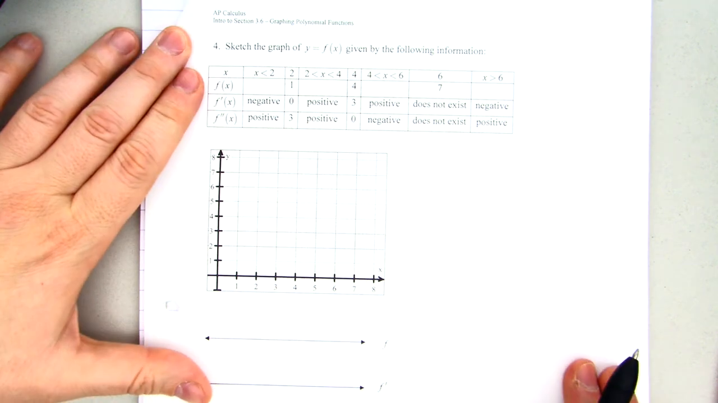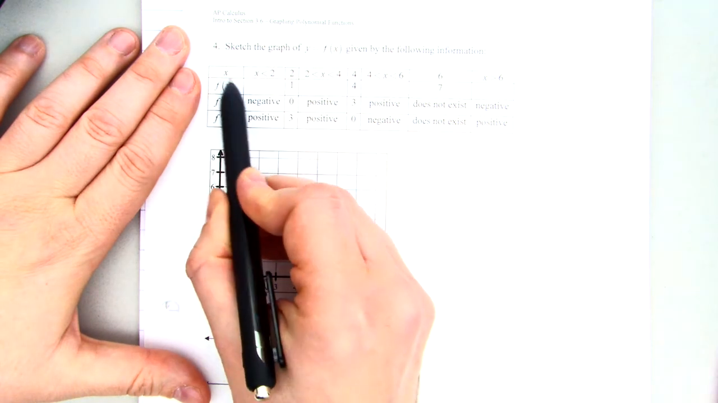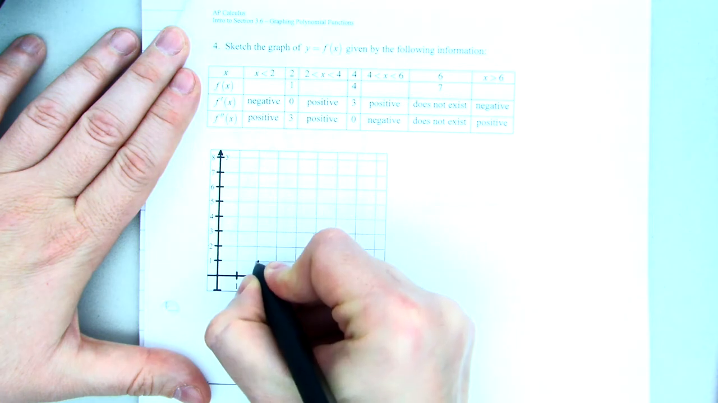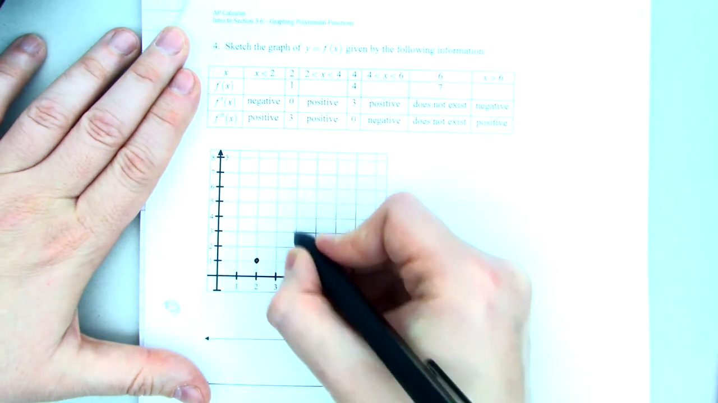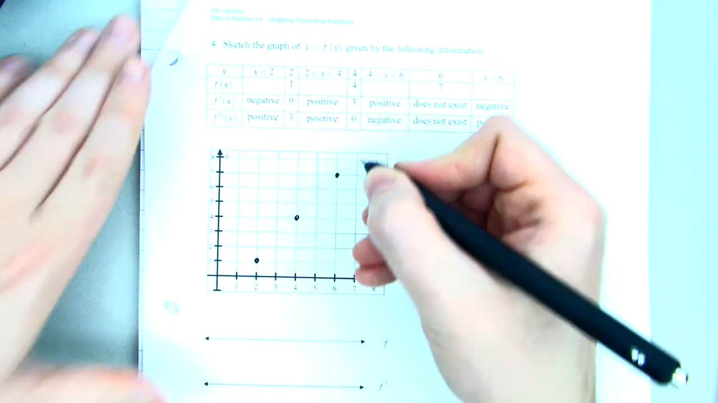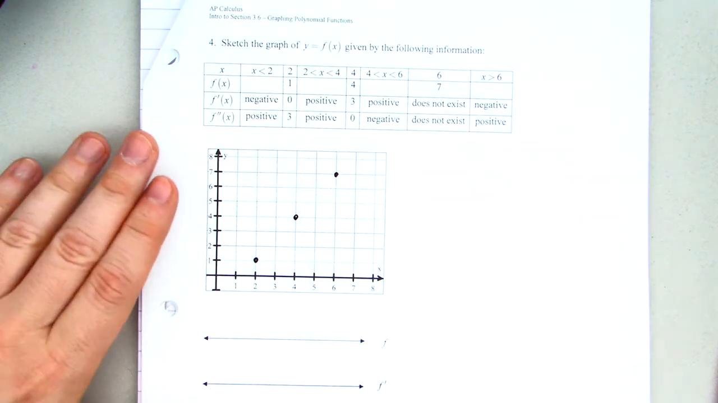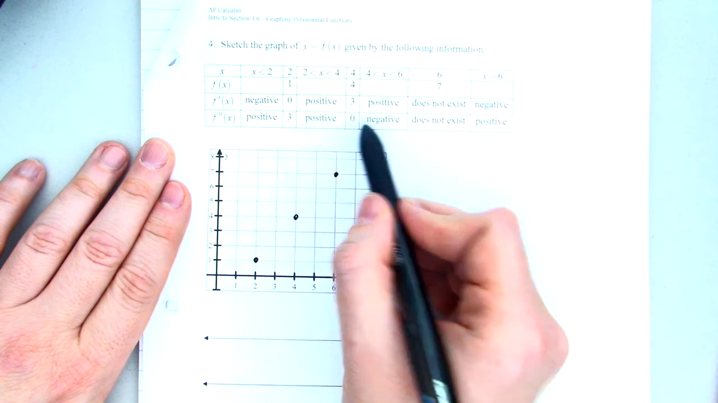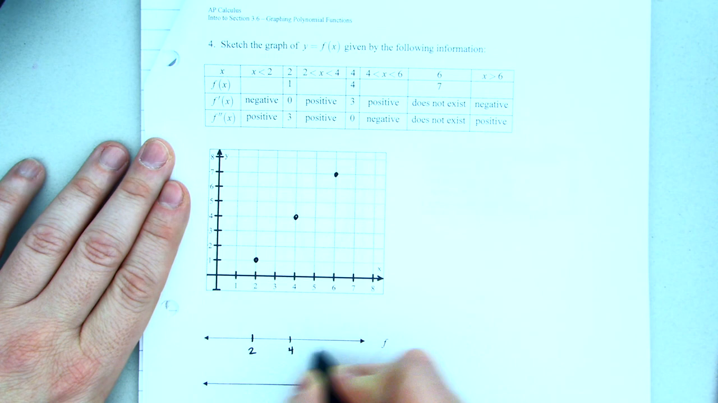Well, any points that I have are going to come from that first row, my f of x values. I know, for example, 2, 1 is a point on my graph. 4, 4 is a point on my graph. 6, 7 is a point on my graph. Because of the way the table was set up, I should probably put some tick marks at 2, 4, and 6. So let me go do that on all 3 number lines.